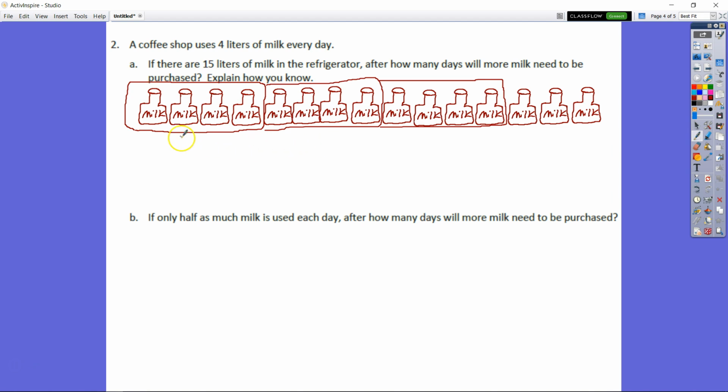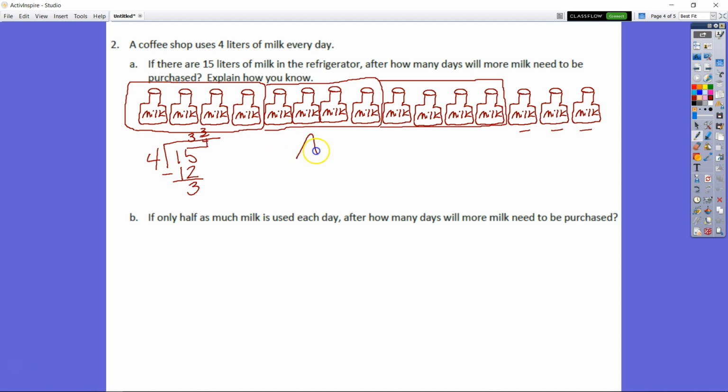All right, so we can see that after 3 days, the coffee shop would need to buy more milk. Also, we could have said, well, how long would 15 liters last? By doing simple division. If we're using 4 liters a day, 15 divided by 4, we know that's 3. 3 times 4 is 12. 15 minus 12 is 3. It's going to be 3/4. It has 3, 1, 2, 3 out of the 4 that it needs per day.